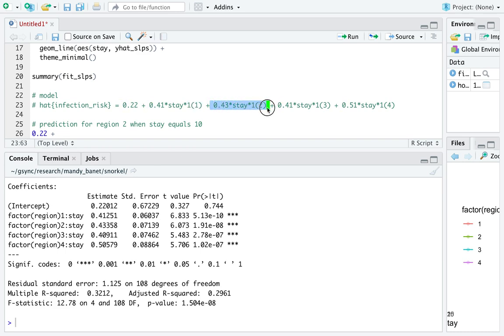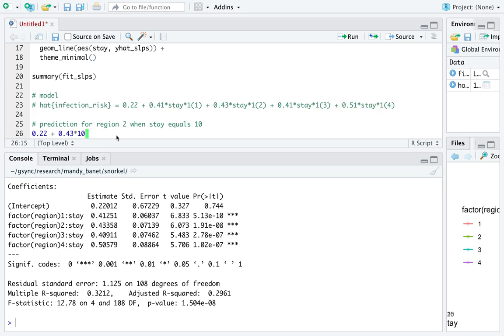We are making a prediction for region 2. So we're going to add 0.43 times 10 for stay times 1, but really we don't need the times 1. Plus, are we making a prediction for region 3? We are not. So that indicator variable goes to 0, which means this whole highlighted term goes to 0. Last term in our model, are we making a prediction for region 4? We are not. So this whole term is going to go to 0.